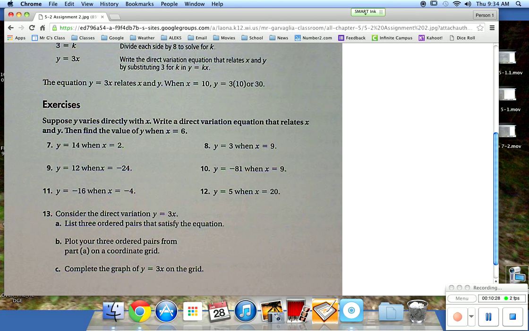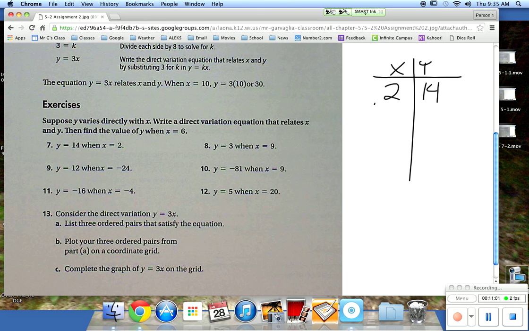Suppose y varies directly by x. In other words, there's a direct variation. Write a direct variation equation relating x and y. Then find a value of x. So y equals 14 when x equals 2. If I was to draw a chart like this, say x, y, well, my x is 2, this is 14, and we know it's a direct variation. What do you think my variation would be?